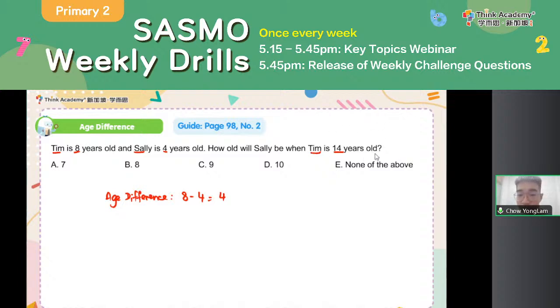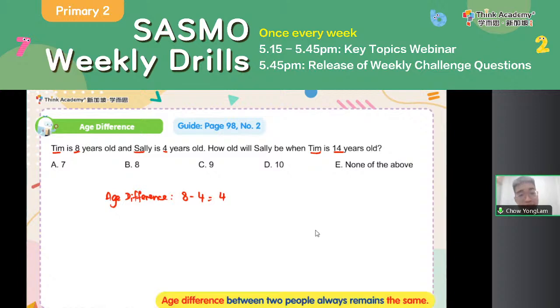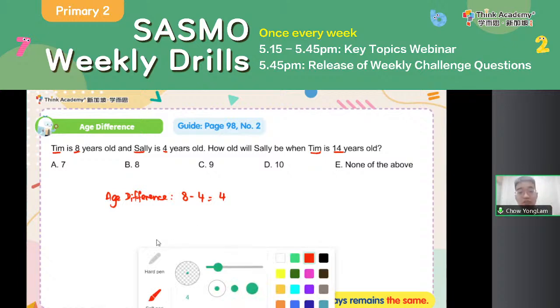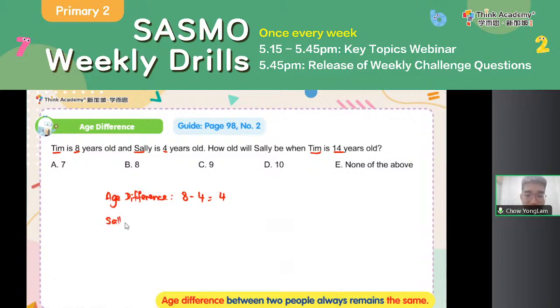Okay, now this year, they will be 4 years apart. When Tim is 14 years old, how many years apart will their ages be? Think about it. What will the difference in their ages be? Well, the difference in their ages will still be 4. It will never change, right? Regardless how many years have passed. The age difference between two people will always be the same. Okay, age difference always is going to be the same. So we know that when Tim is 14 years old, Sally's new age will still be having a difference of 4 with Tim. The problem is, I know that Tim is 14. The age is having 4 years of difference.